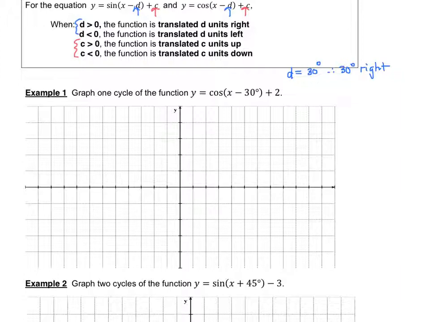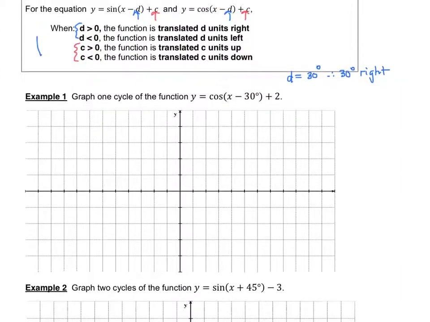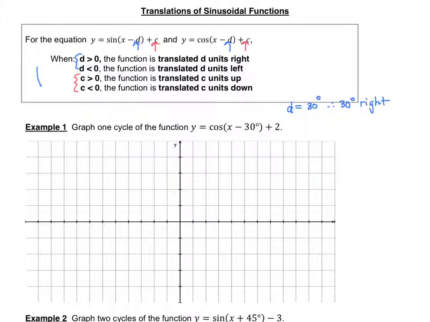And let's also make a note here. That just reminds me, if we could go back up to your note. In some cases, d is referred to as the phase shift. So in your homework, if you come across the term phase shift, that is referring to the horizontal translation. So d is the phase shift. In this first example, we could say the phase shift is 30 degrees.